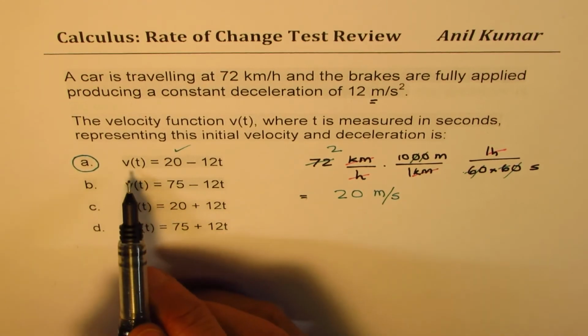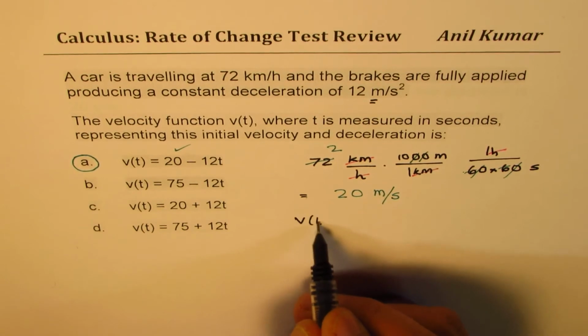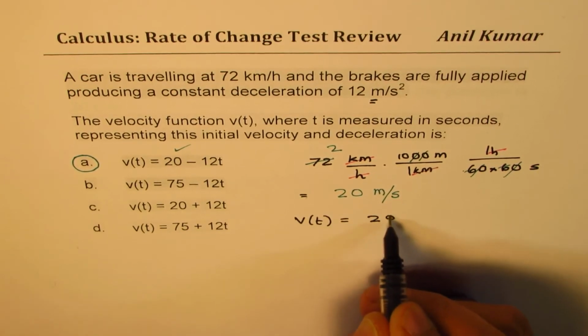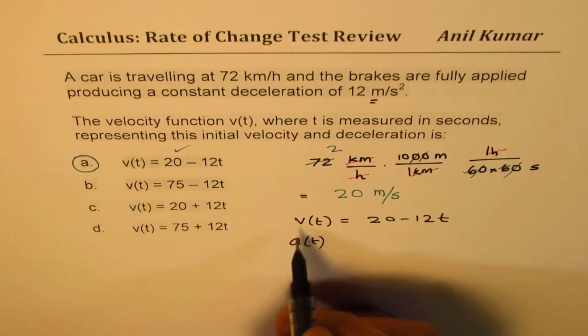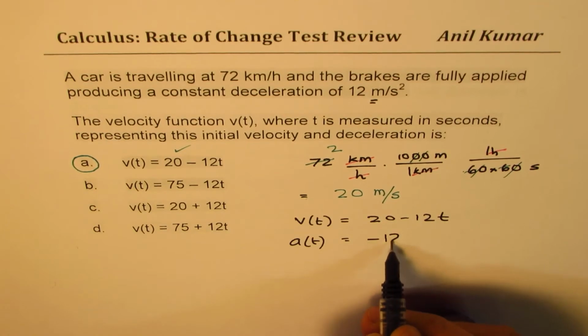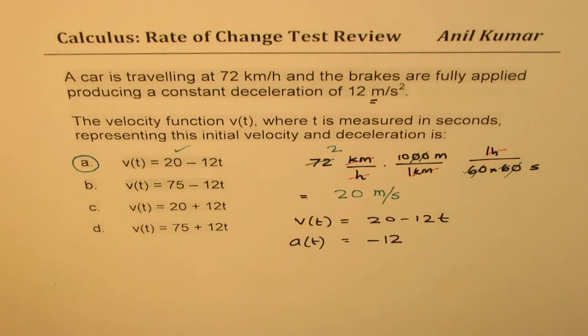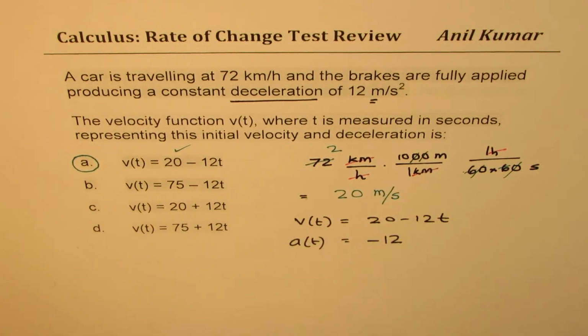Some of you can actually differentiate this equation. So we are given velocity as 20 minus 12t. Acceleration will be the derivative of this. So that should be minus 12. That is, deceleration should be negative. So you know A is the correct option. So I hope that helps.